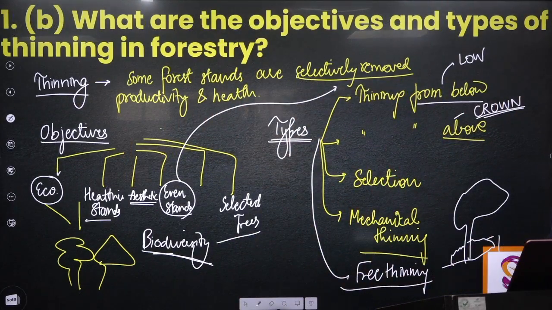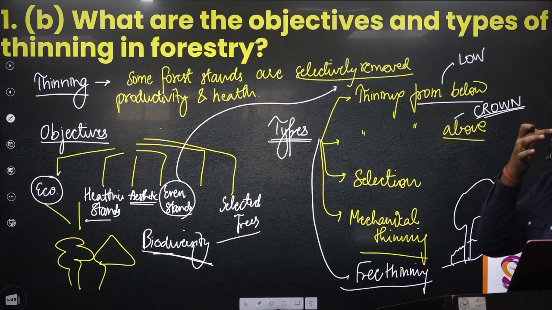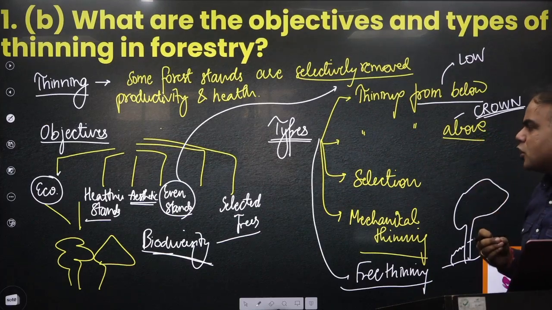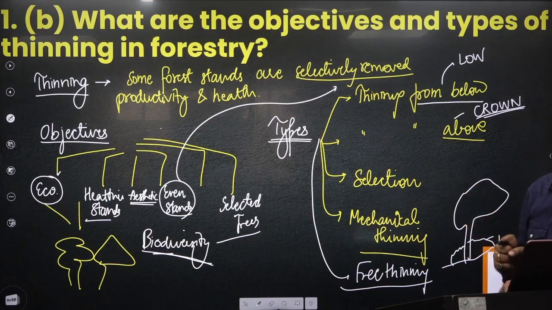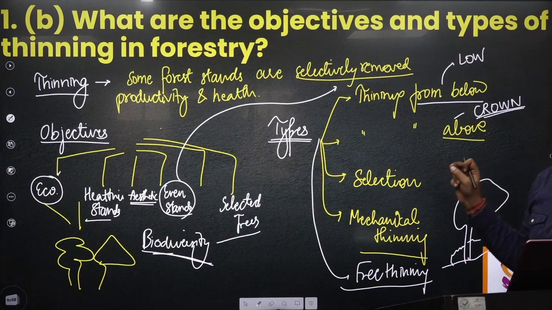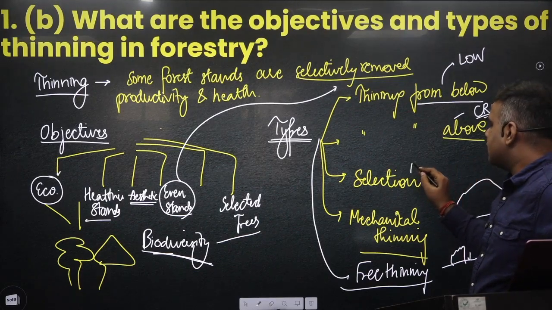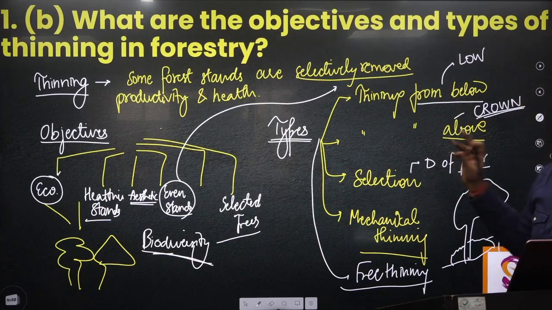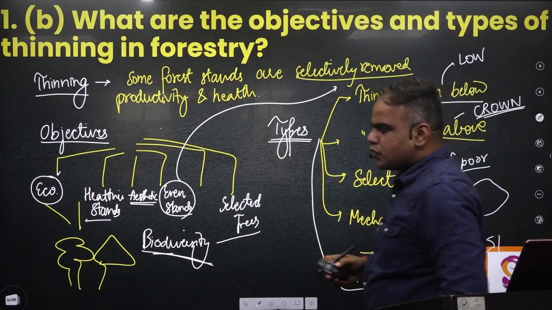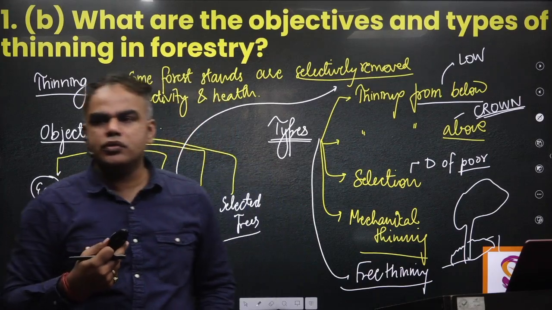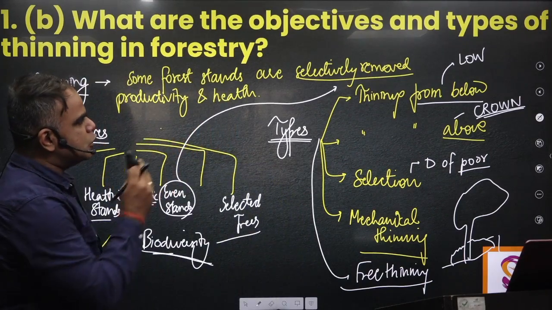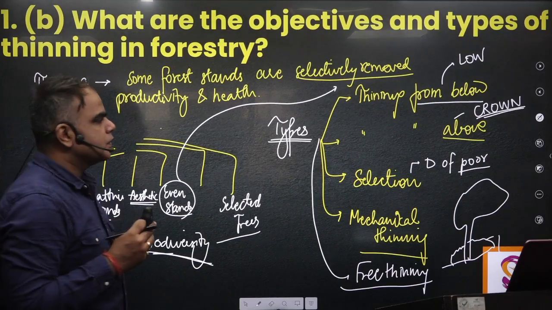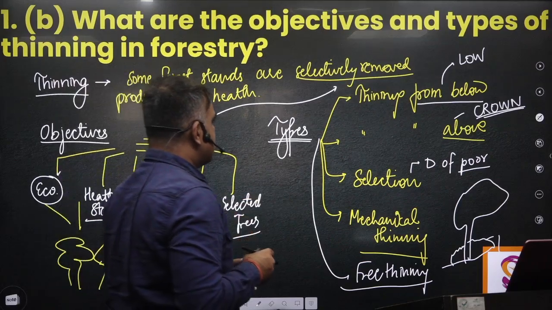Then you have selection thinning. Here the idea for selection thinning is we want to improve the structural quality and overall genetic makeup. So dominant trees of poor quality are selectively removed, so that the trees which have a better form and better growth are the ones that can be used better. That is how selection thinning can be mentioned.